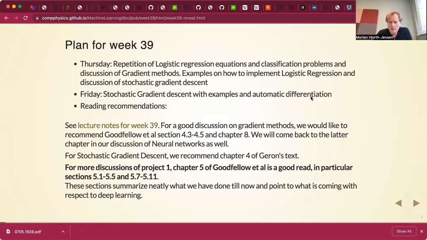Welcome back, everybody. Today our lecture is going to be an entire digital lecture because the lecture hall is occupied due to other activities. The plan for this week is to repeat some of the expressions which we discussed last week, especially linked with the gradient methods. And we are going to look at some of the shortcomings and how to improve upon them.